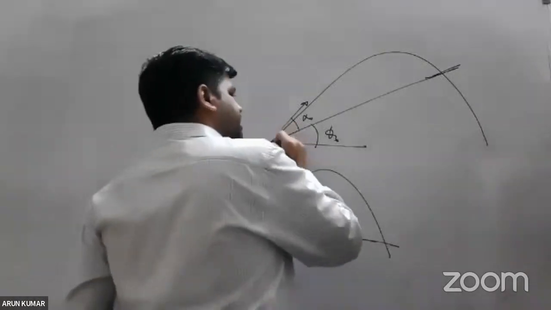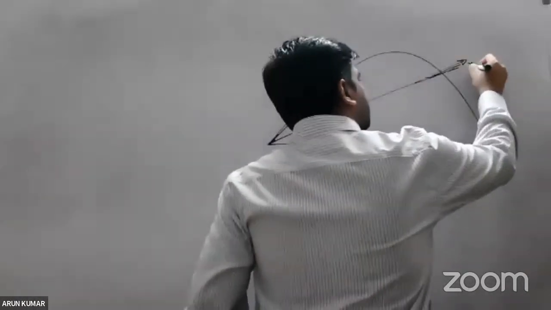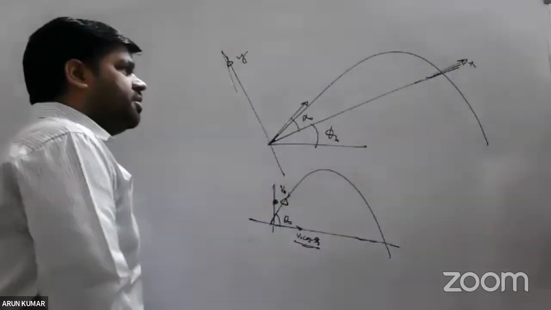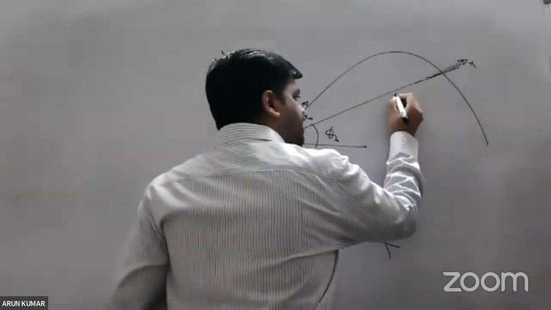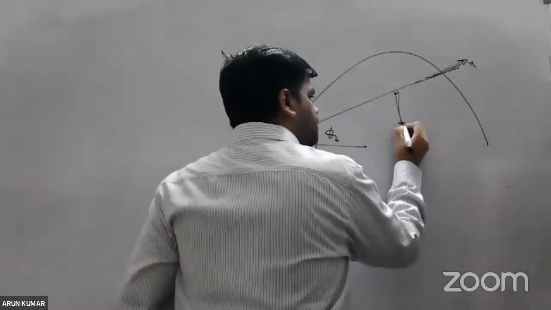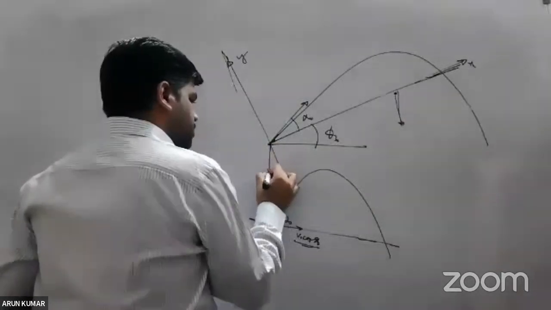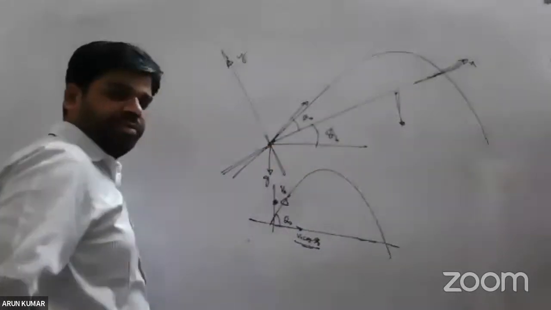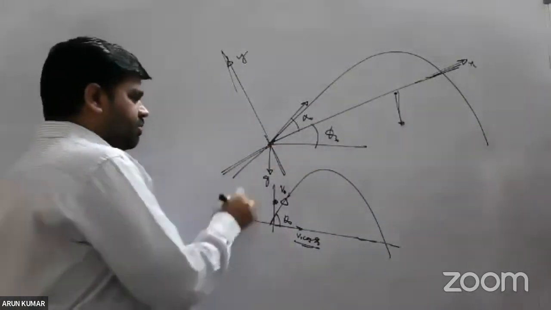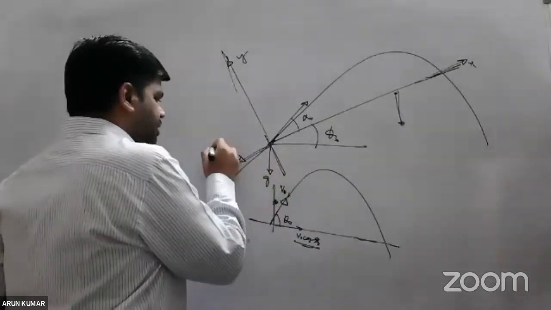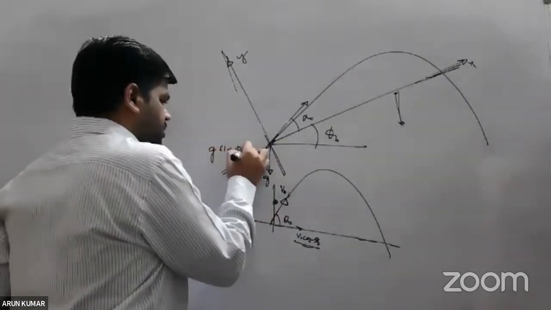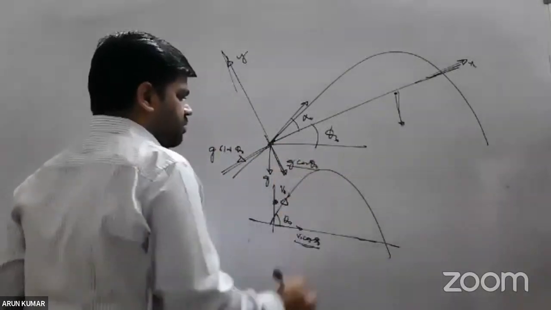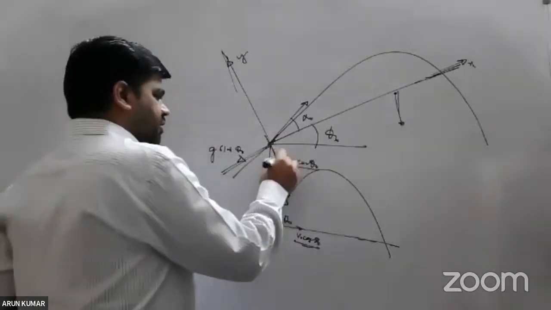But here, if I align my x-axis along the plane, and y-axis perpendicular to the plane, and if I take the components of g, I have a component along the plane and perpendicular to the plane. Along the plane it will be g sine theta naught, and perpendicular to the plane it will be g cos theta naught, because this angle is theta naught.